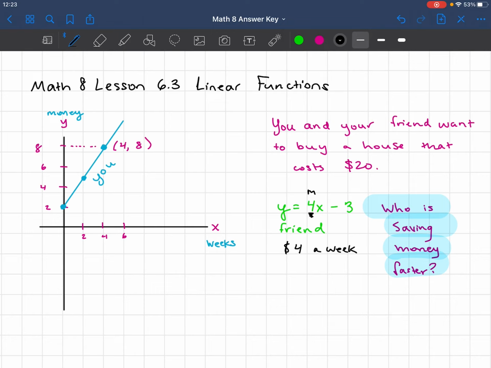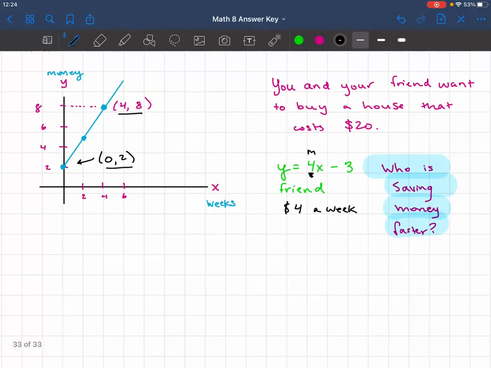We need to find the rate of change, or the value of m, for this graph over here. So how are we going to do that? This point here is (0, 2), and this one is (4, 8). Those are both nice points on our graph that we can use to solve.